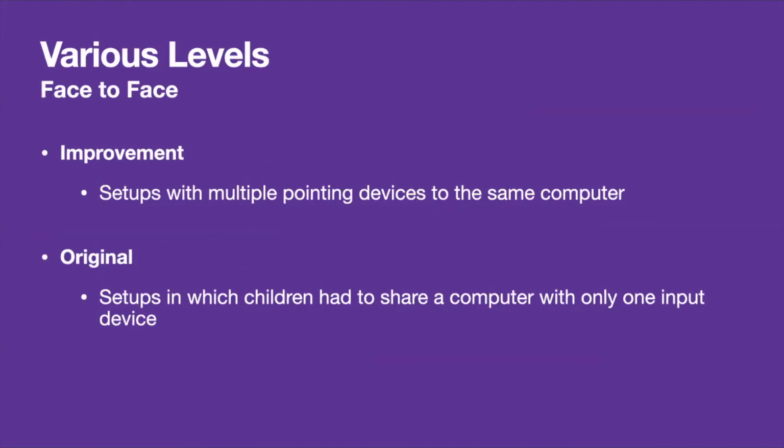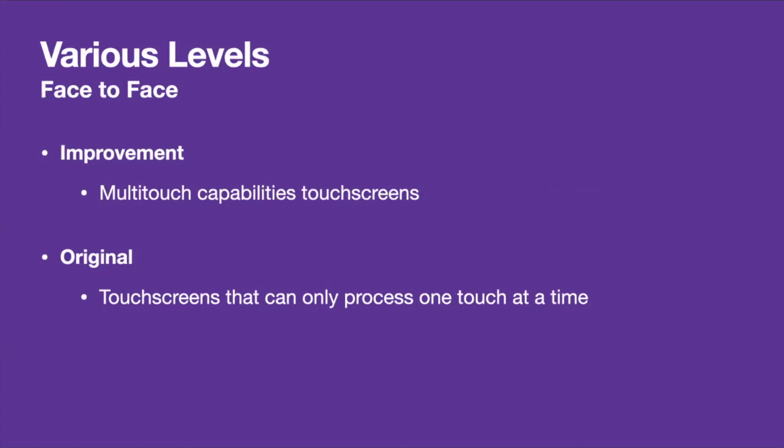In face-to-face collaboration, two improvements were confirmed in related research. First, setups with multiple pointing devices on the same computer can provide a lot of advantages. It is better than the traditional setups in which children had to share a computer with only one input device. Second is the improvement with touch screens. Multi-touch screens lead to better collaboration and communication. The performance is better than touch screens that can only process one touch at a time.